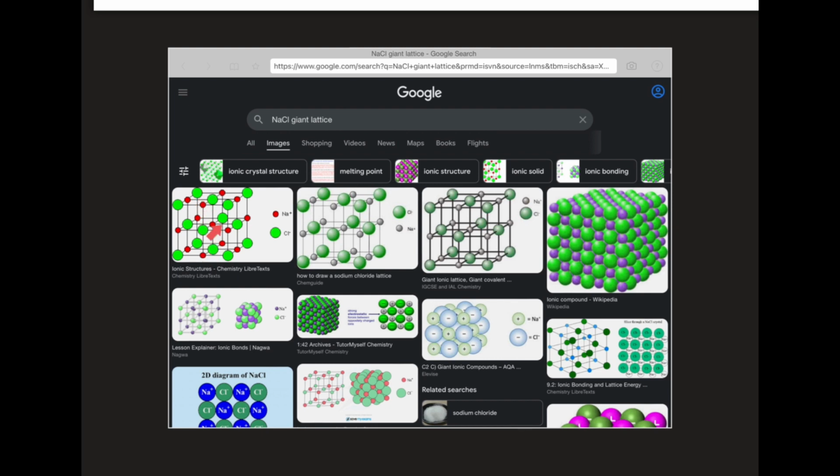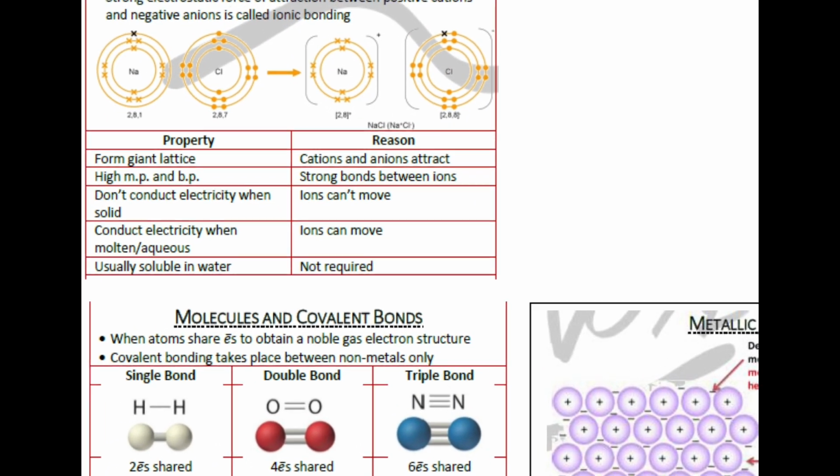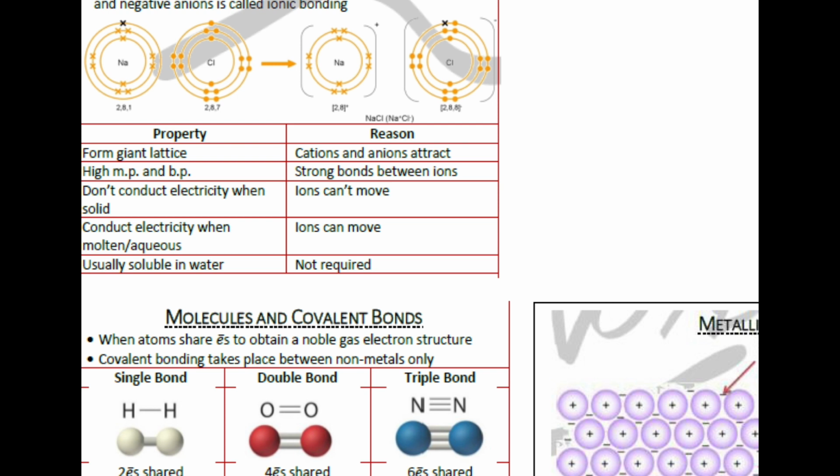This kind of structure expands throughout the whole lattice. Let's say this chloride ion is also surrounded by 6 sodium ions, one on the left, one on the right which is not drawn, and then up, down, front and back. This structure keeps extending and becomes a giant lattice. So that is meant by giant lattice. Now let's continue. Why do they form a giant lattice? Because the cation and anion attract, so they keep building up the structure.